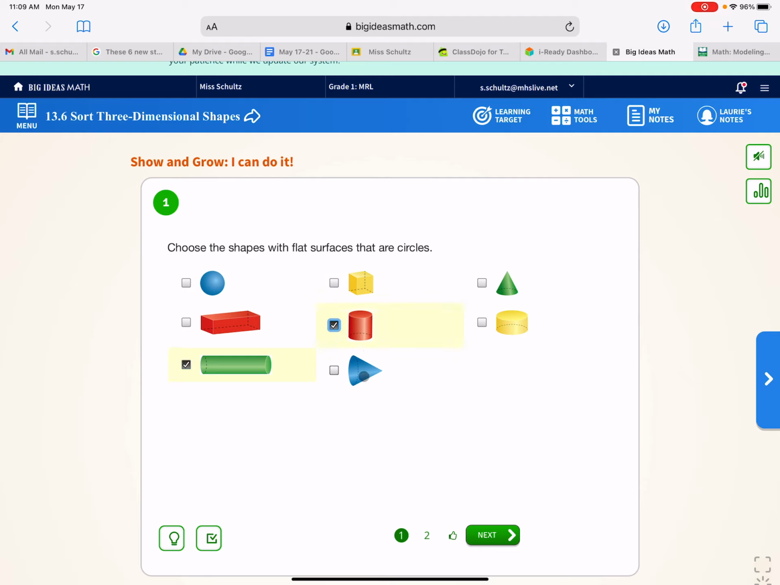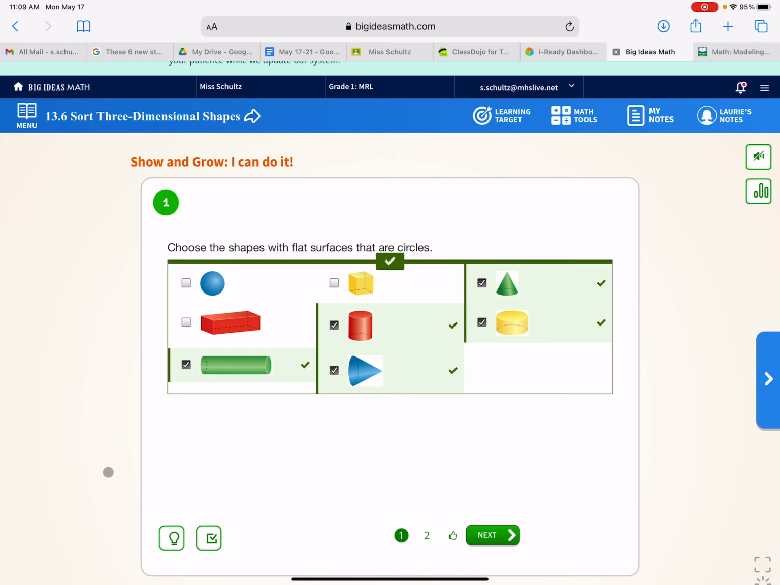And then if you go right here, right here is a circle, but it's also flat surfaced right down at the bottom. And then right here, it's the same thing. And then right here, you see two circles that are also flat surfaces. So let's check our work. Awesome, and we did it right.